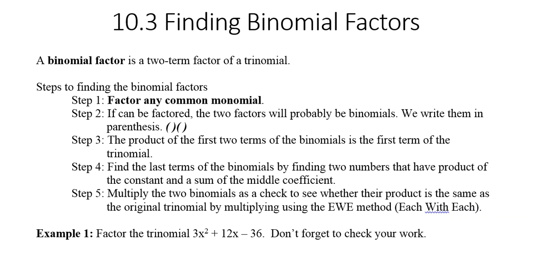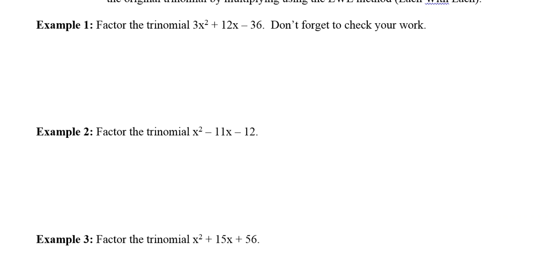So we'll go ahead and work on the first example. Factor the trinomial 3x squared plus 12x minus 36. So we want to look at that and say, okay, what do they have in common? 3 will go into 12 and into 36. So the first thing we want to do is take out a 3.